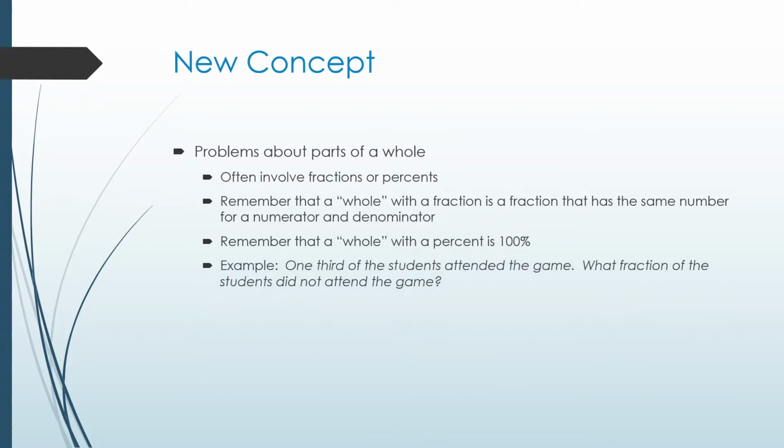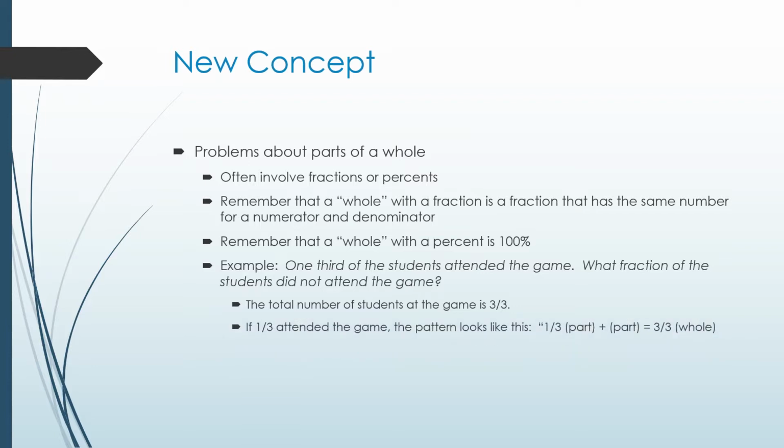Here's an example of one of these problems. 1/3 of the students attended the game. What fraction of the students did not attend the game? So our two parts we're talking about, the ones that did attend the game and the ones that did not attend the game, when we add those together, they should equal a whole. So remember, we start with a fraction here, 1/3. So a whole in this problem would be 3/3.